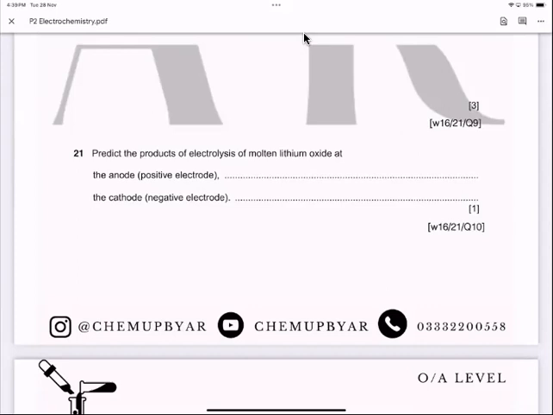From the next time, you must have this at the end of your notebooks. Equation at cathode or anode. Here they have asked you the product. First write this, then write the equation for both the electrodes, and then the observations as well.